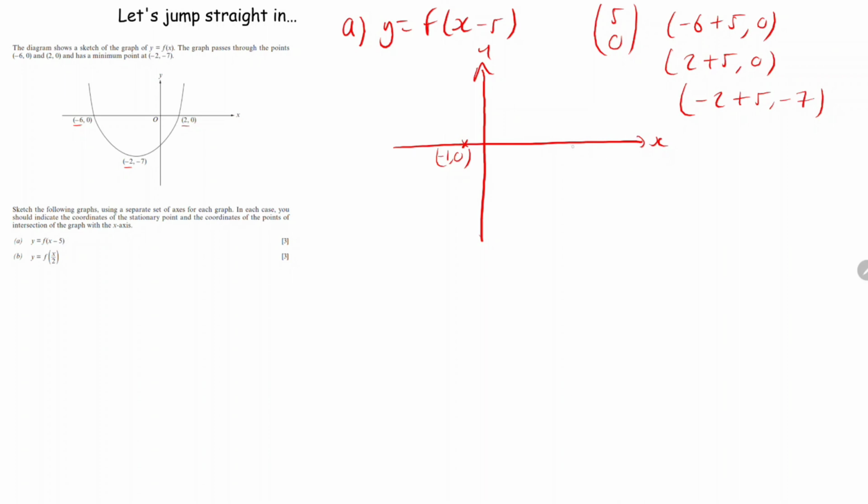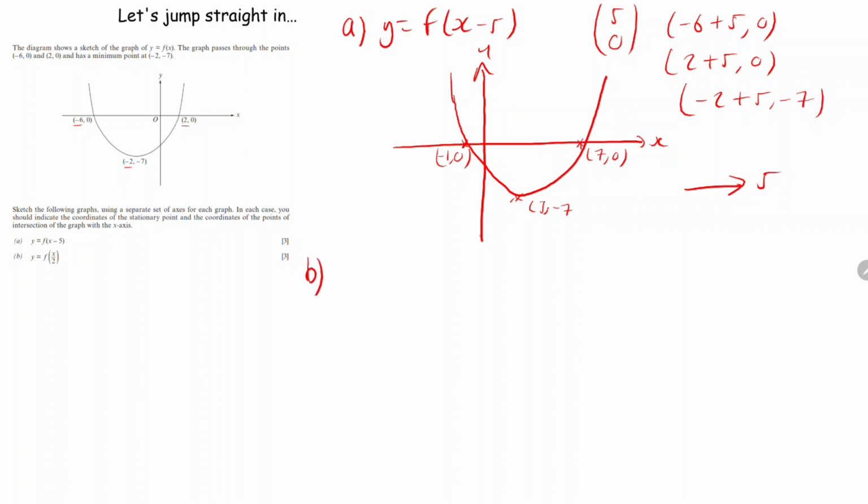The second one, 2 plus 5 is 7. So that'll be over here, 7, 0. And our minimum point will now be at minus 2 plus 5, which is 3, minus 7. So around about here, 3, minus 7, and then we will join them up. It'll be the same graph, only pushed over 5 to the right.